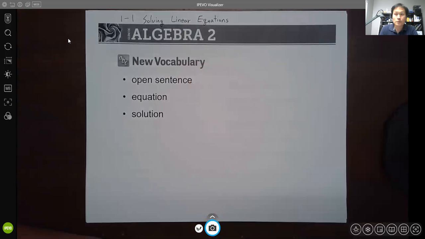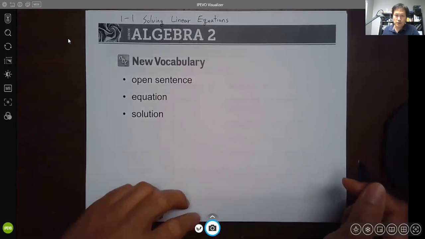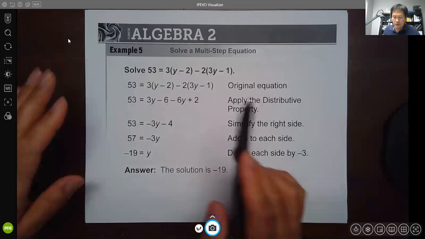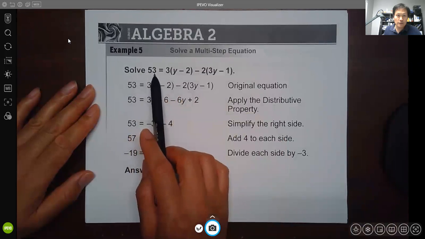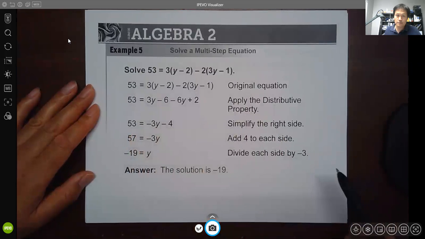Algebra 2, chapter 1.1 followed by 1.2. 1.1, solving linear equations. Example 5, solving a multi-step equation. Solve 53 equals 3(y minus 2) minus 2(3y minus 1).